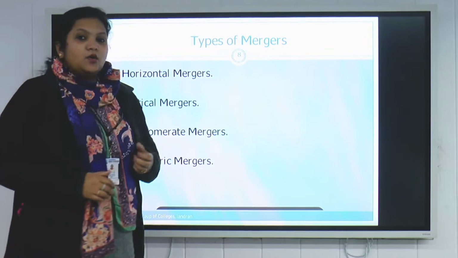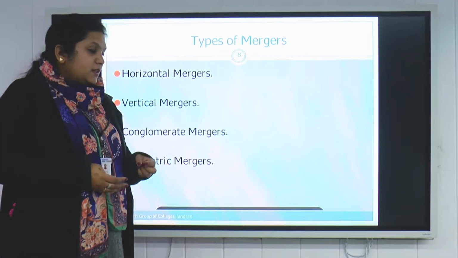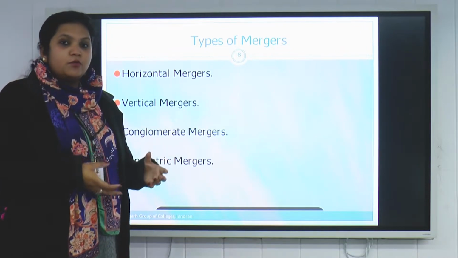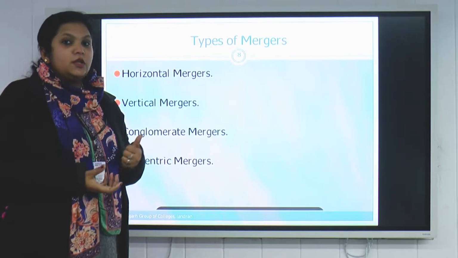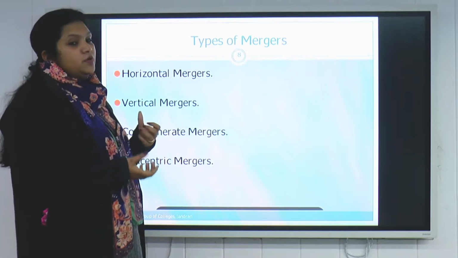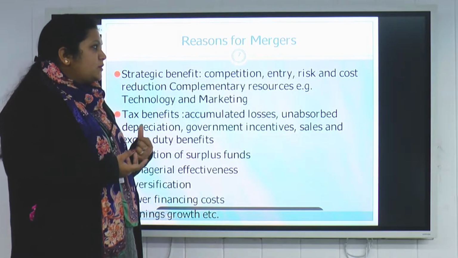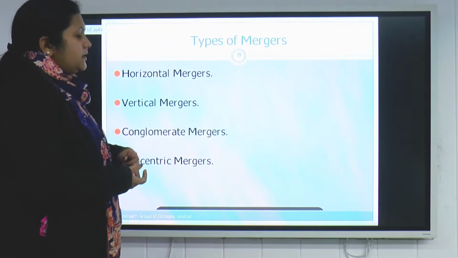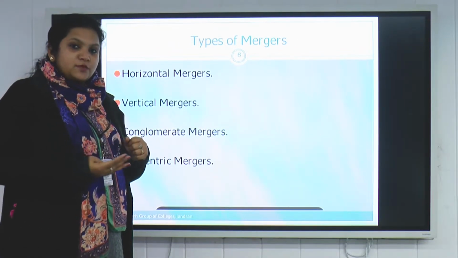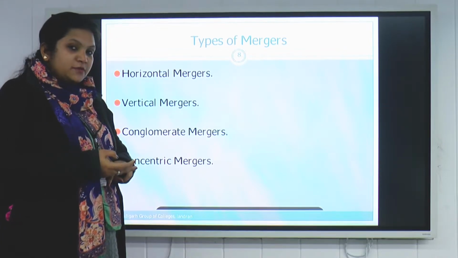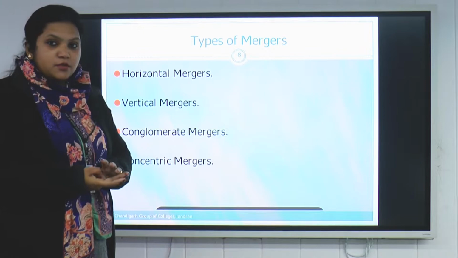Okay. Now coming on to the types of mergers. There are 4 types of mergers. As we talked about what is merger, we talked about what is acquisition. We talked about the reasons, the benefits that take us to a merger. Now we talk about the types of mergers. There are 4 types of mergers: the horizontal one, vertical merger, conglomerate merger, and concentric merger.